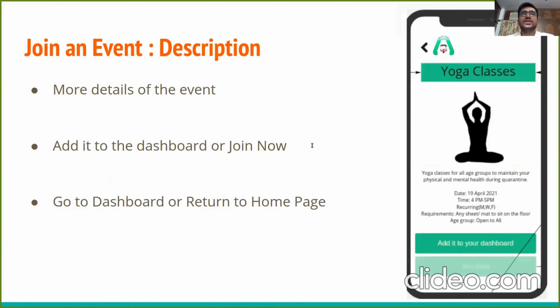Once the user selects an event, he's provided with more information about the event for a better understanding before he chooses to join it. On this page, the user can read a brief description of the event, date, time, scheduled days, and requirements for the event. He can either add it to the dashboard so that he can have access to it separately, just like adding it to the favorites, and join it later on the scheduled time. If the event is currently going on, he can join the event from here itself.